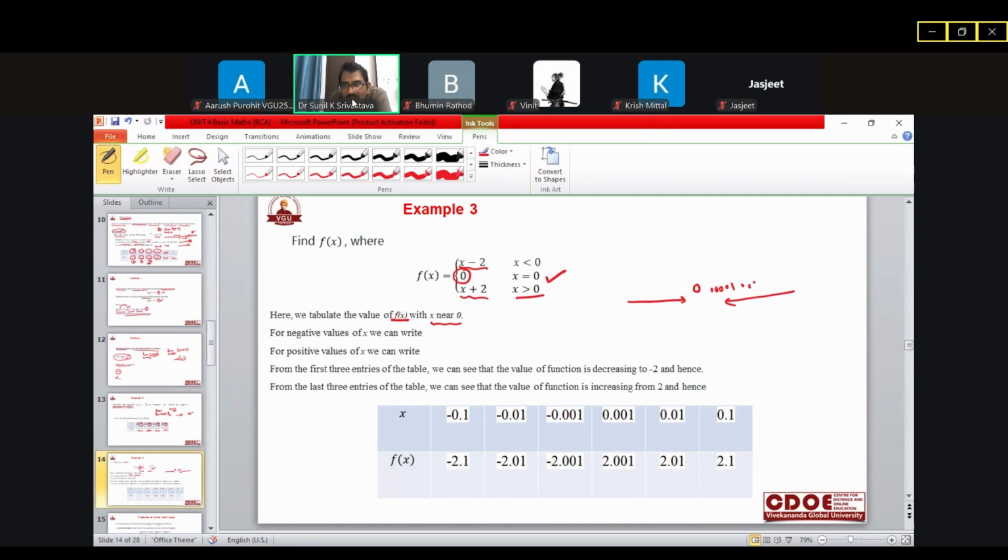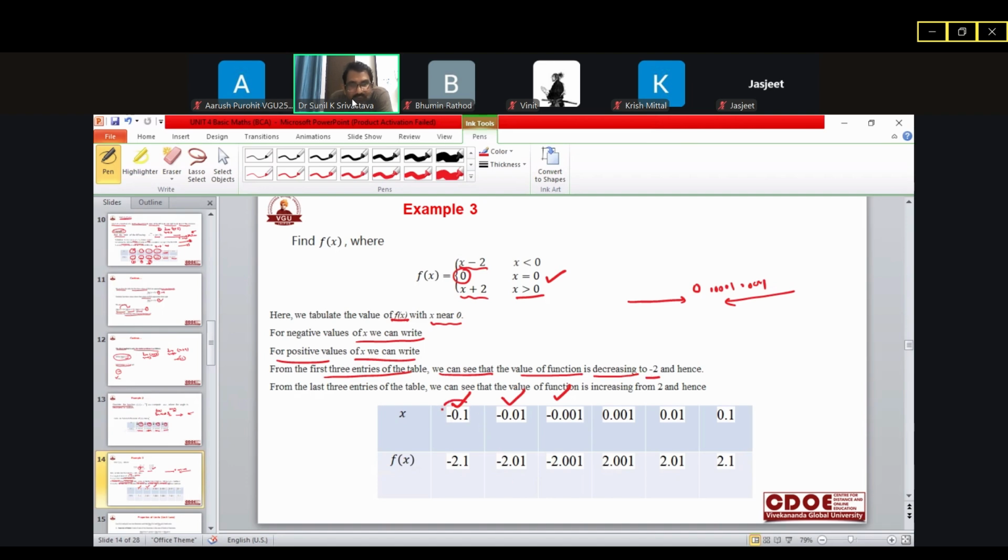The values are 0.00001 and so on, and on the other side minus 0.00001 and so on. So what is the approach? For the negative values of x, we write one expression, and for the positive values of x, we write another. From the first 3 entries of the table, entry number 1, entry number 2, entry number 3, we can see that the value of the function is decreasing to minus 2.